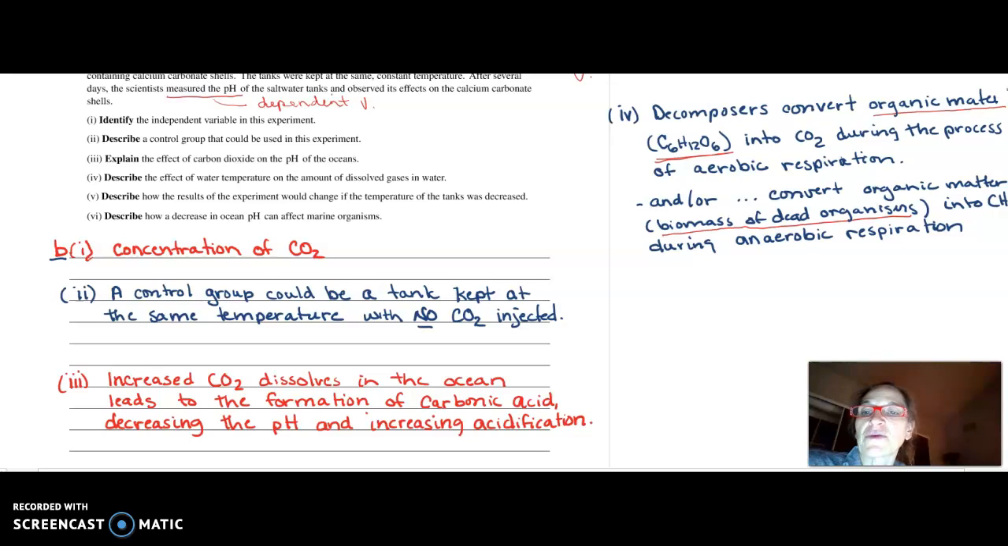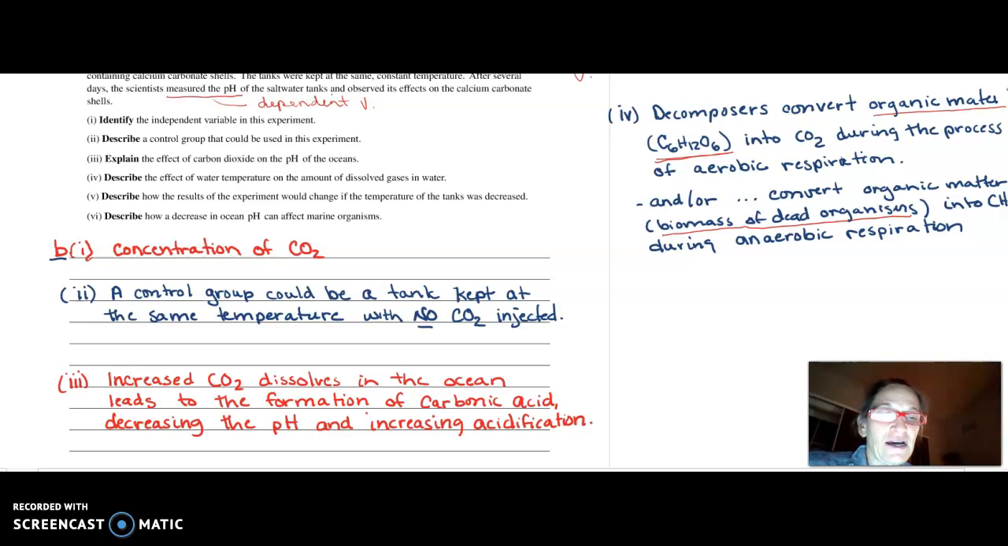The third part: explain the effect of carbon dioxide on the pH of the ocean. Increased carbon dioxide dissolves in the ocean. This comes from our Pivot Lab. This leads to the formation of carbonic acid, decreasing the pH, which increases acidification.